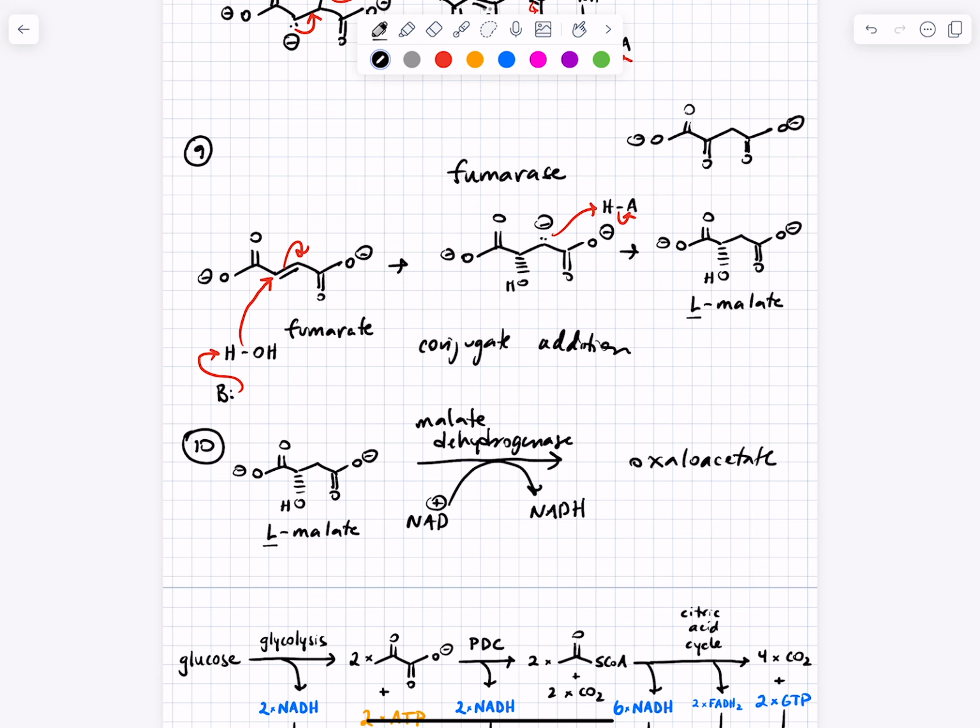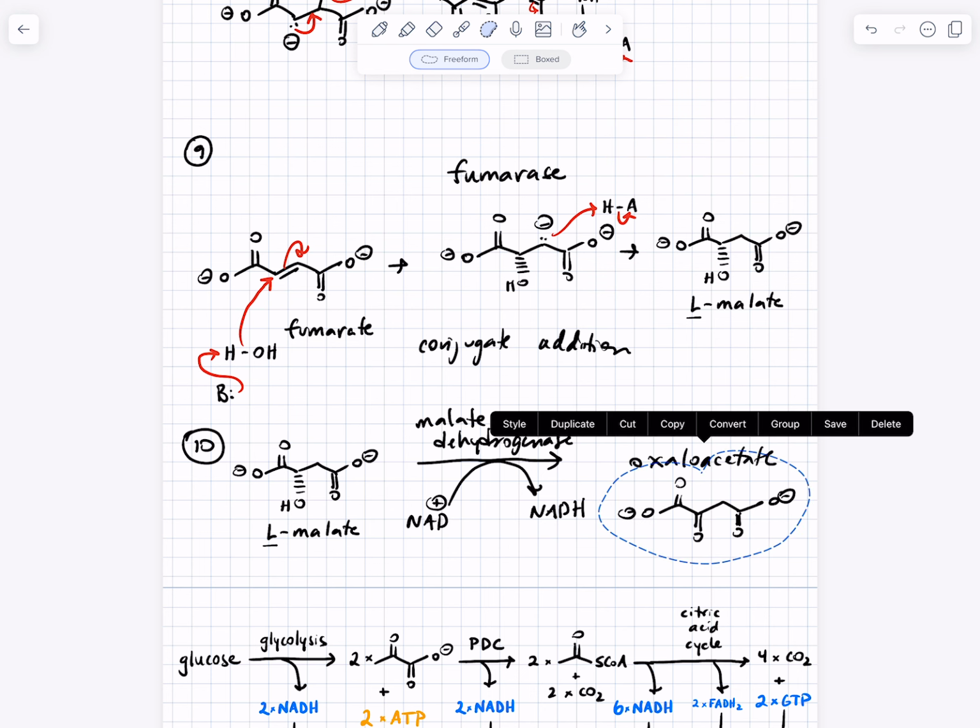The mechanism will be the standard that you would expect. I won't draw it, but you should be able to do it. A base deprotonates the alcohol, electrons kick down, and hydride gets delivered to NAD+. And that takes us right back to where we started, which was oxaloacetate.